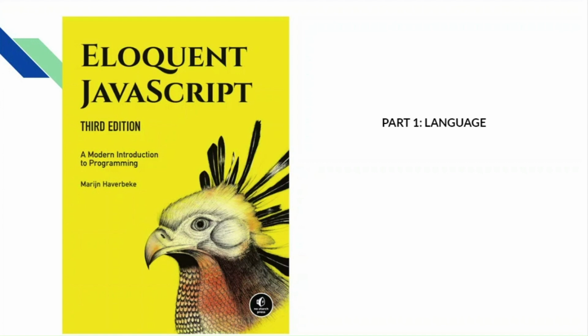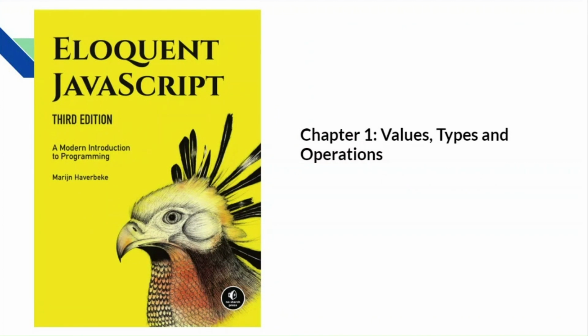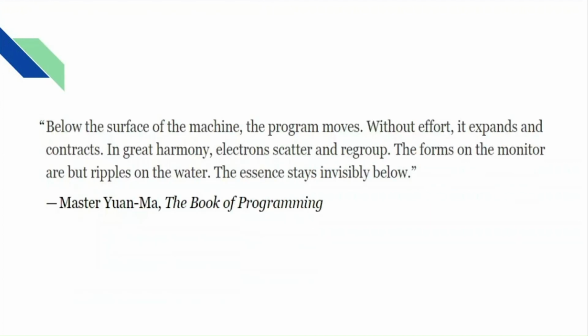This book is divided into three parts: language, JavaScript on the client side, and JavaScript on the server side. So part one, the language, aims to introduce us to a general overview of what the language is, the basic things that we would need both on the client side and on the server side. So in this first chapter, we're going to be examining the values, the types, and operations in JavaScript.